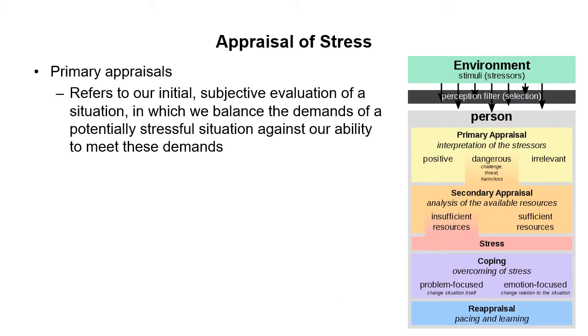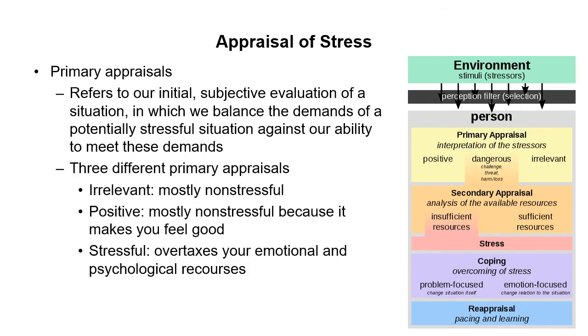Next thing we're going to talk about is appraisals to stress. So how do we appraise stressful situations? When we come into them, there's what's called primary and secondary appraisals. Right now we're going to talk about primary. We'll come back to the secondary later. So primary appraisals are our initial subjective evaluation of a situation. Now, when we see this situation, we're going to balance the demands of what's potentially stressful against our ability to meet those demands. And there are three different primary appraisals to consider.